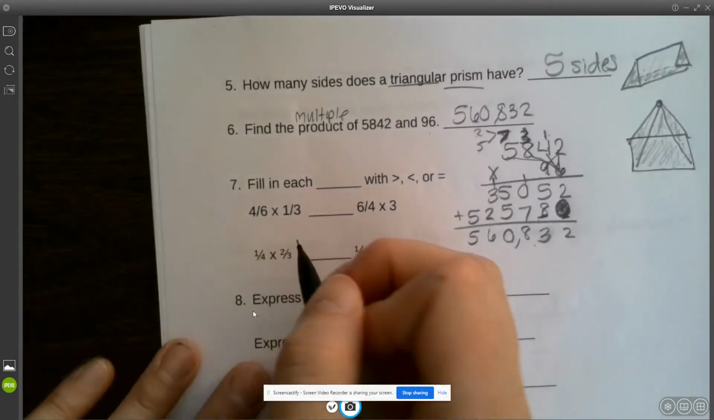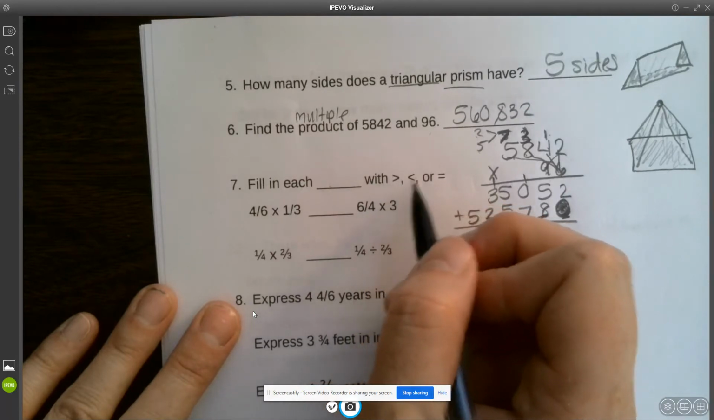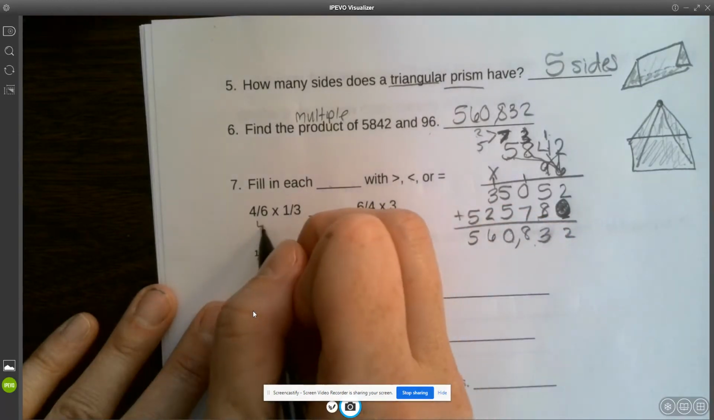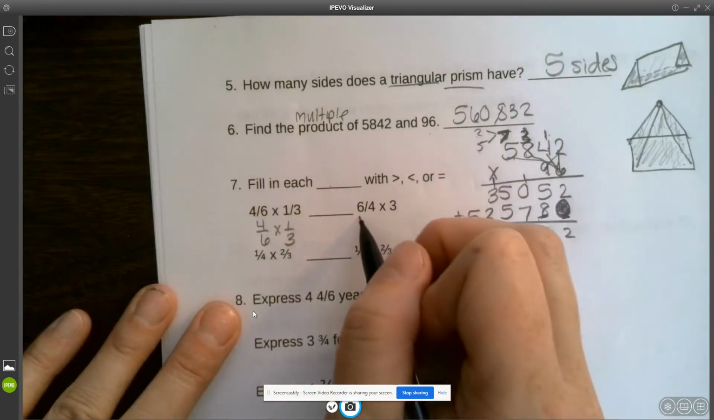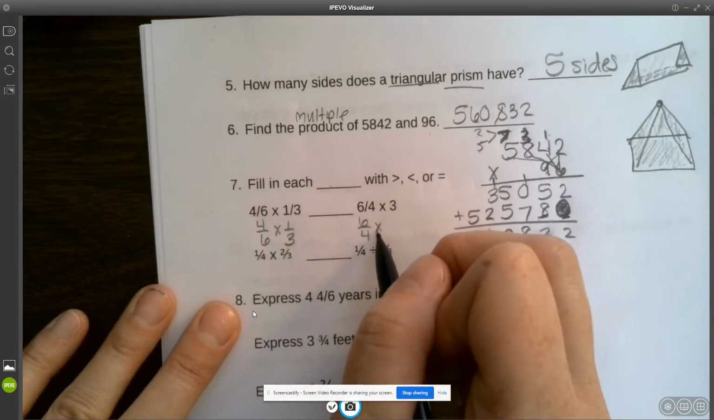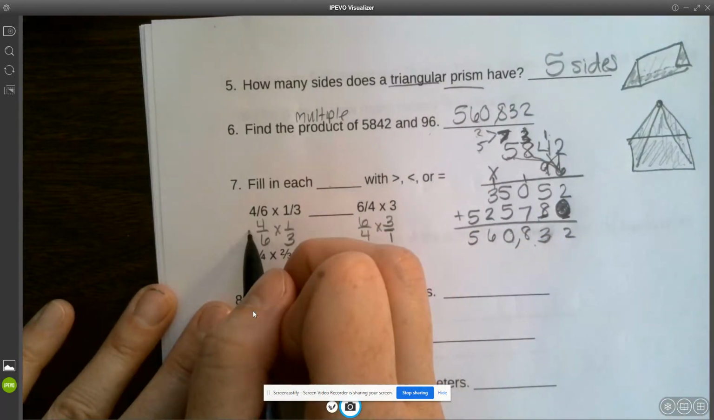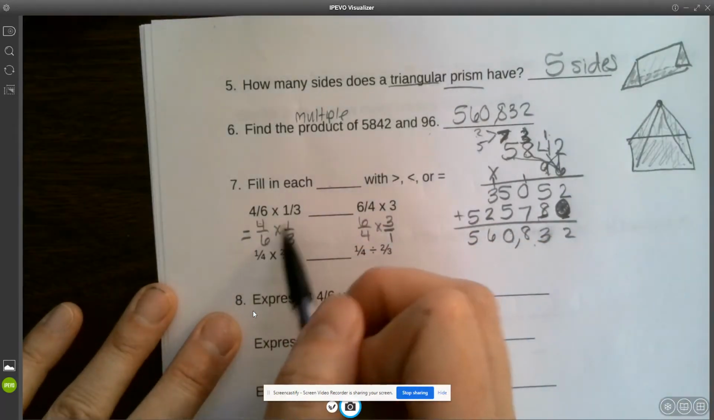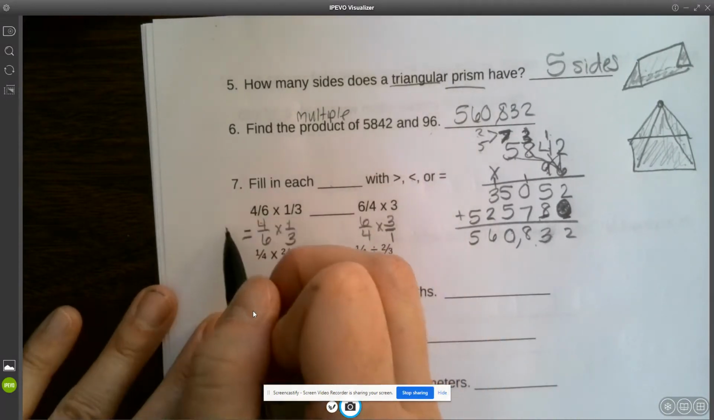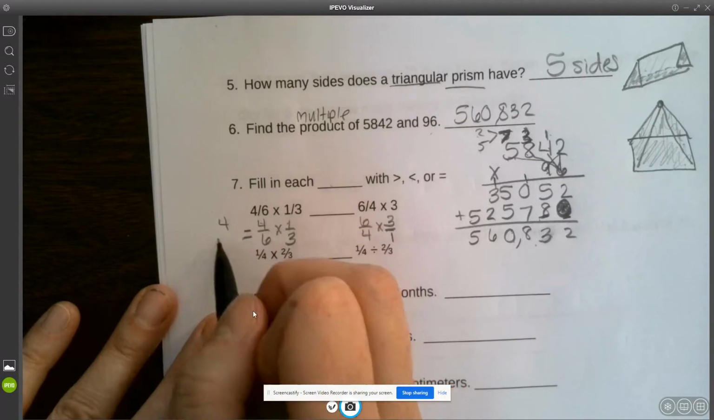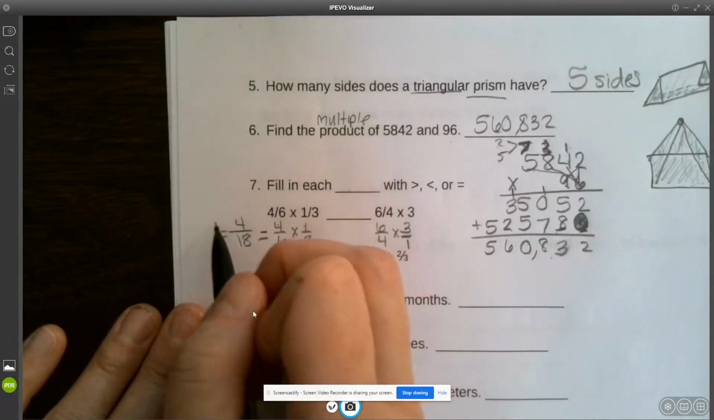Right, next. It says fill in the blank with either greater than, less than, or equal to. So this is 4 over 6 times 1 over 3. And this is 6 over 4 times 3 over 1. So let's figure out what both of these equal. I don't see any tricks here where I can cross reduce, so I'm just going to multiply across. 1 times 4 is 4. 3 times 6 is 18. So this is 4/18, which really, they both can divide by 2, is 2/9.